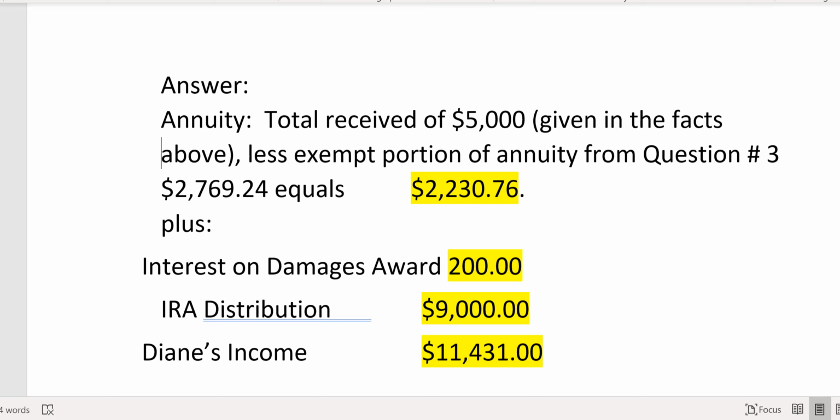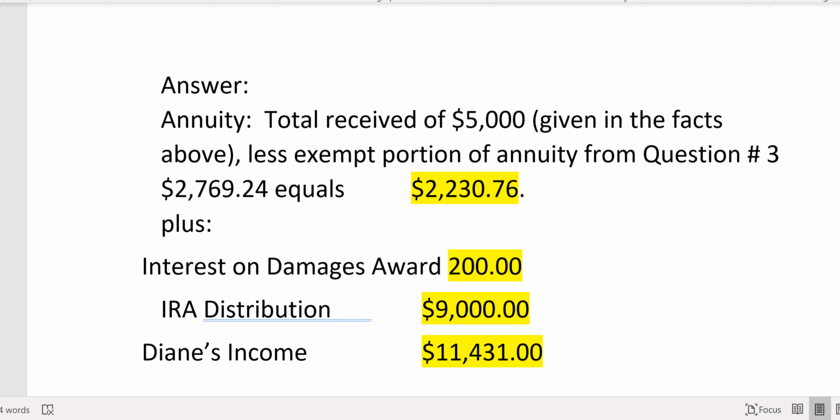So if we want to know how much is taxable for Diane, we start with what's taxable from the annuity, and that came out to $2,230.76. Then there was interest on the damages award of $200, and then the IRA distribution of $9,000. So Diane's income would be $11,431, rounding it off there, and that would be her income.